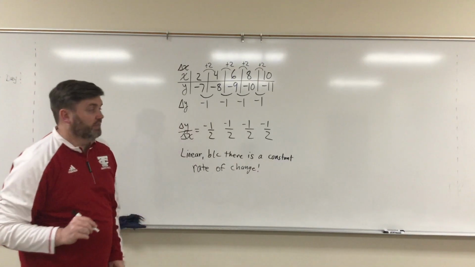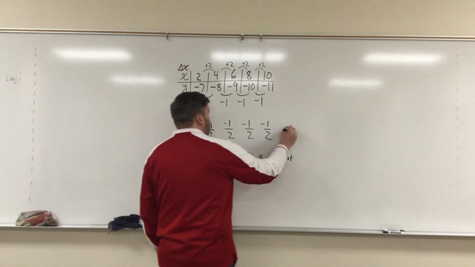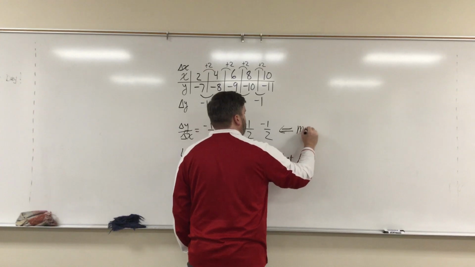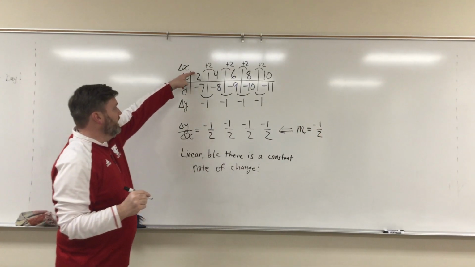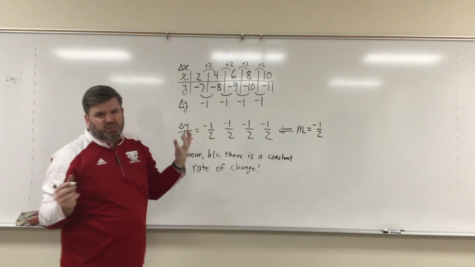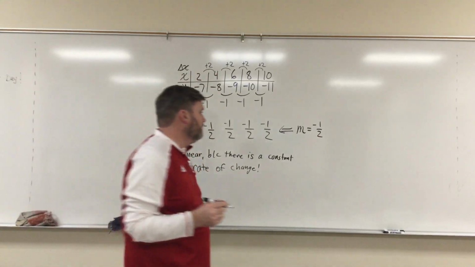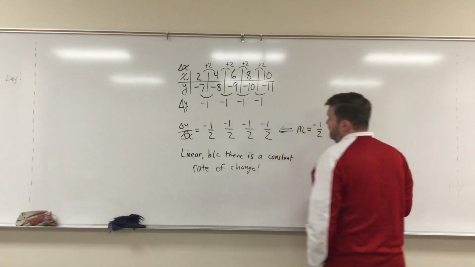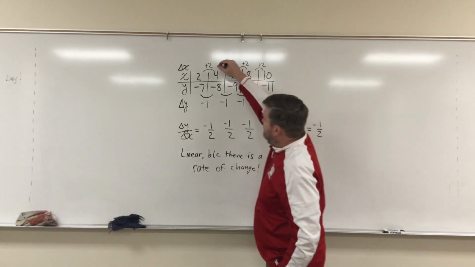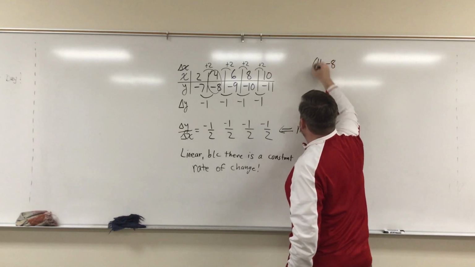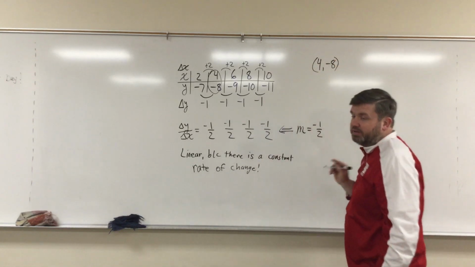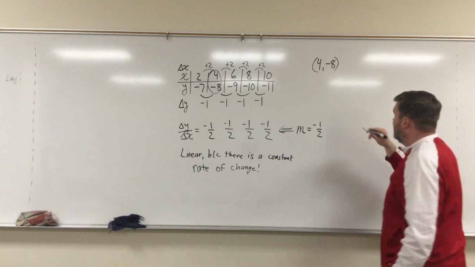So now we're going to find the equation. This right here tells me that m is -1/2. I did not give you an x value of 0, so you can't use that shortcut I just told you about. So we have to pick a point. I'll pick 4, -8. You can pick any of those points, and as long as you know how to add, subtract, multiply, and divide, you'll get the same answer that I did.